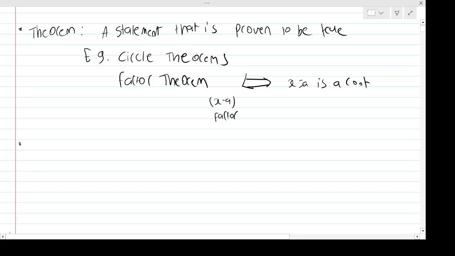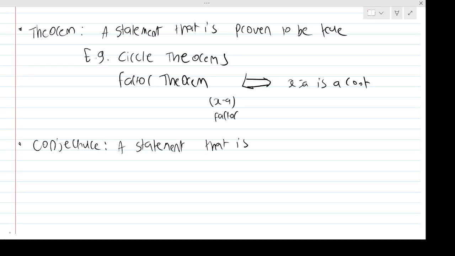On the flip side, we have a conjecture, and again, that is a mathematical statement. It is a statement that is yet to be proven true. So it's something that we think might be true, but we don't have a solid mathematical proof to back it up and prove that it indeed is true.